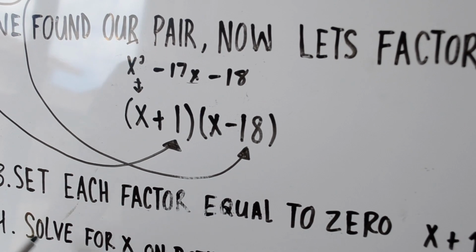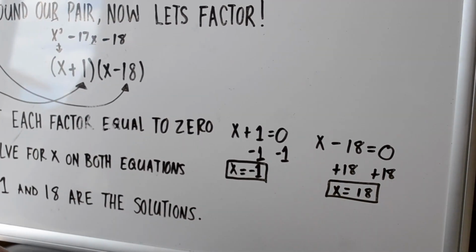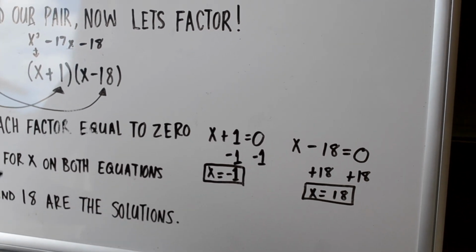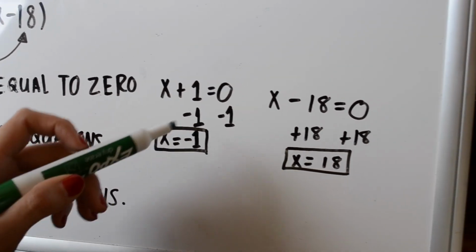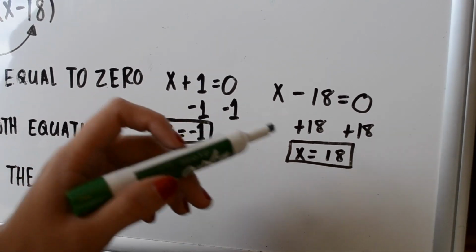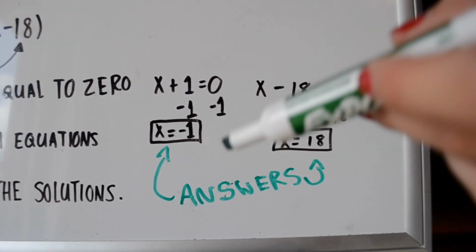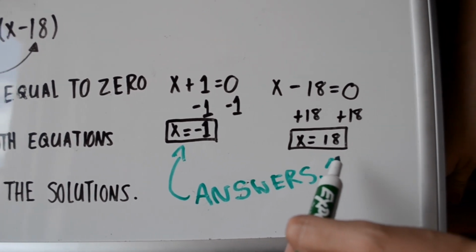Now, we're going to set each factor equal to 0. x plus 1 equals 0. x minus 18 equals 0. Now we're going to try and isolate x. So we're going to subtract 1 on both sides. We end up with x equals negative 1. Here we add 18 on both sides. We end up with x equals 18, which are called the solutions, negative 1 and 18.